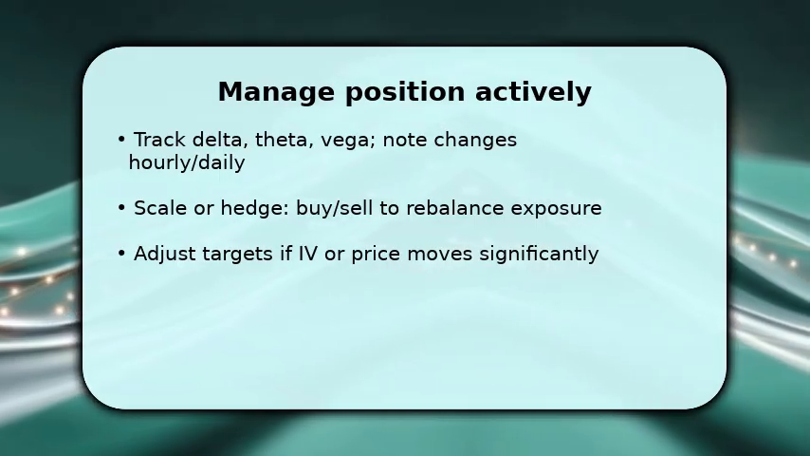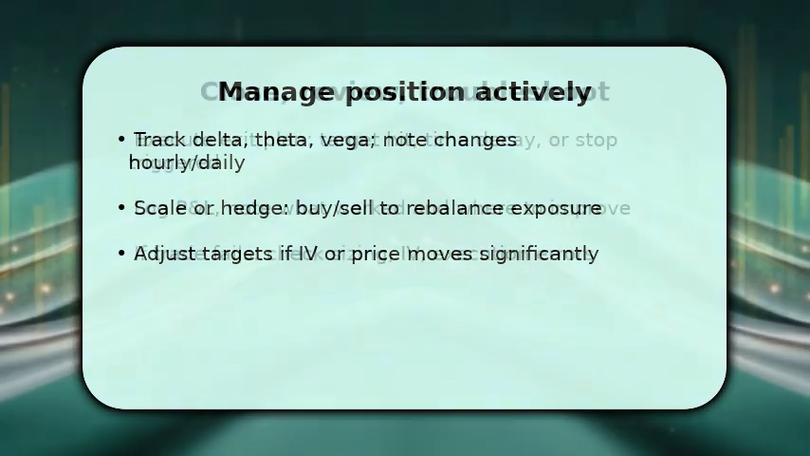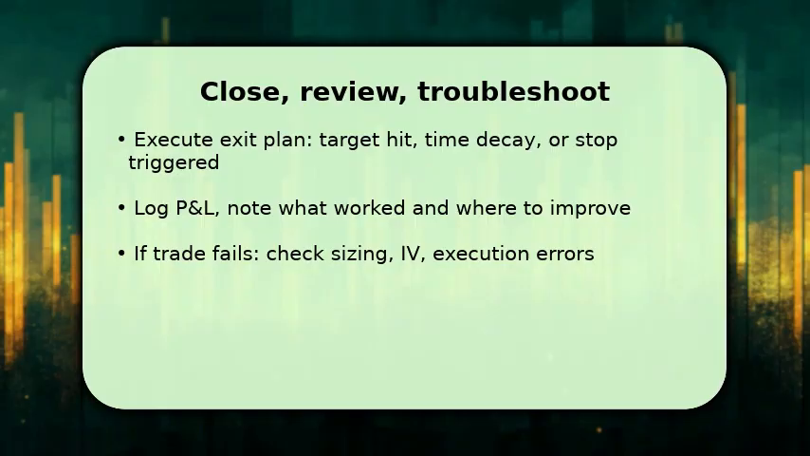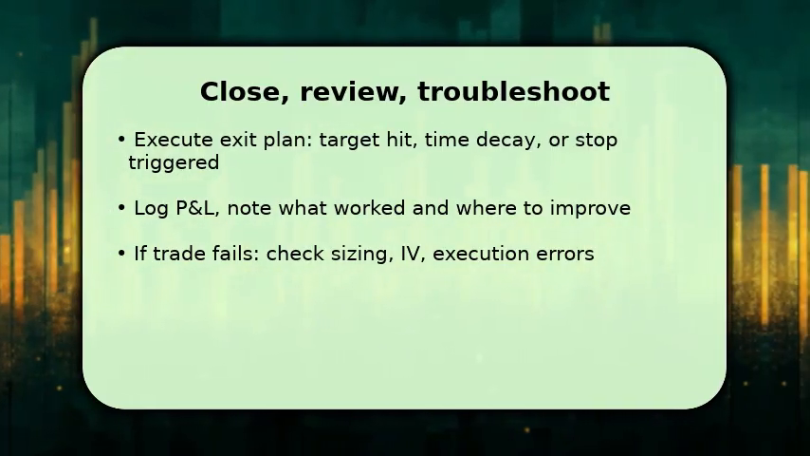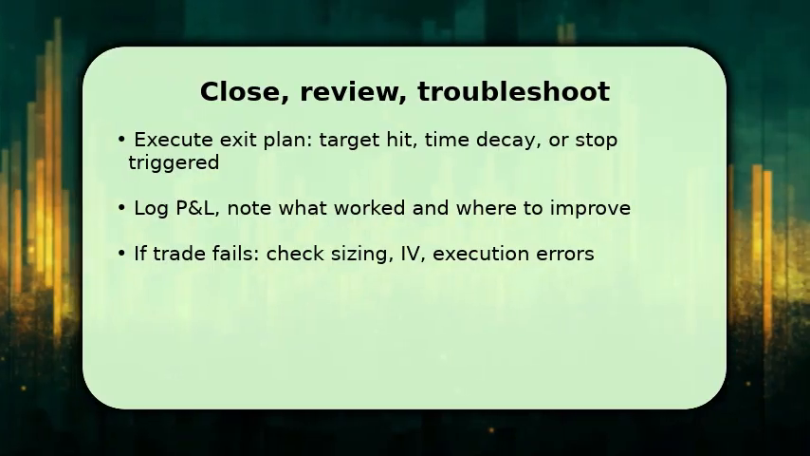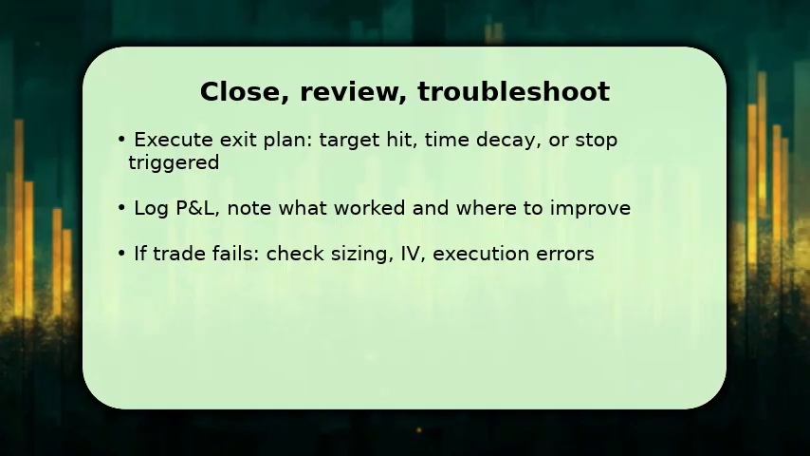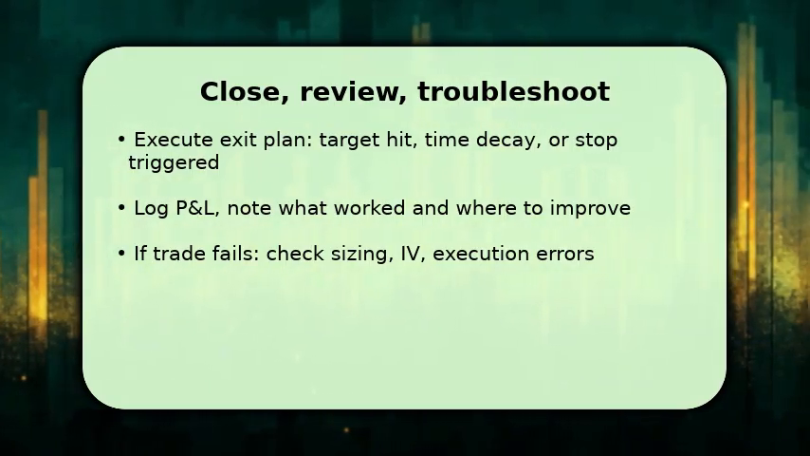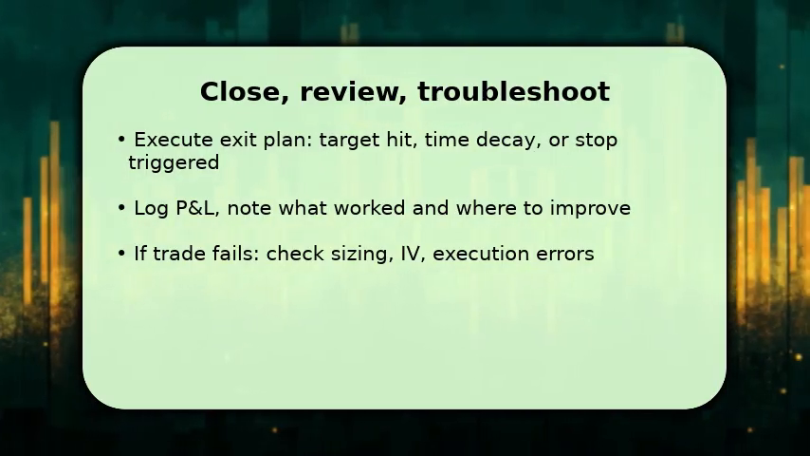To finish, execute the exit aligned with your plan. Take full profits at the target, scale out when partial goals are met, or close if time decay and theta erode value. Once closed, log P&L, trade rationale, and execution details to learn quickly. If results deviate, troubleshoot by checking position sizing, slippage, and implied volatility changes. If needed, adjust future target setting or entry filters. Remember to iterate.